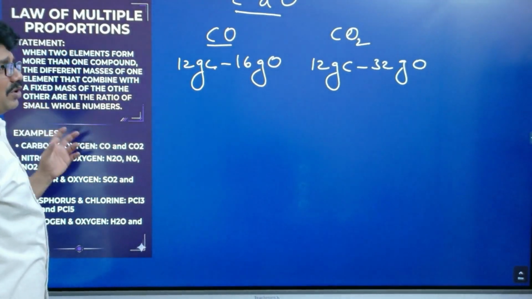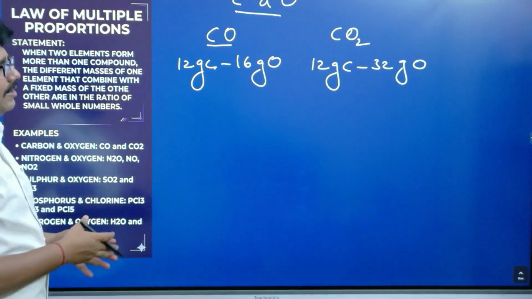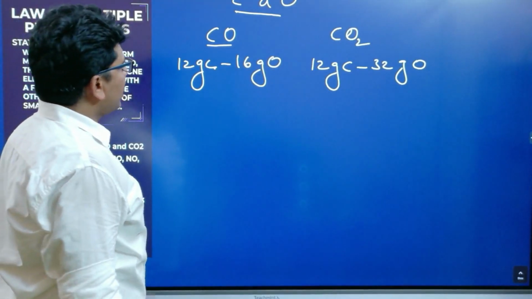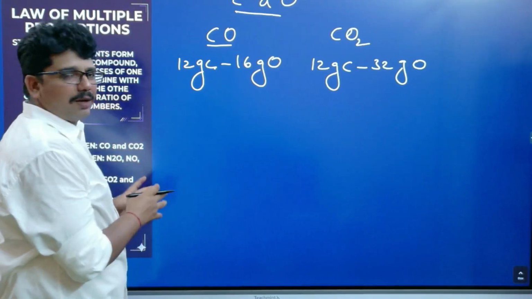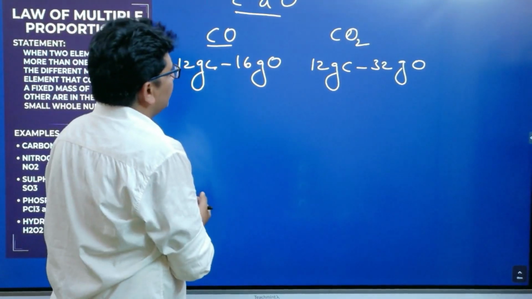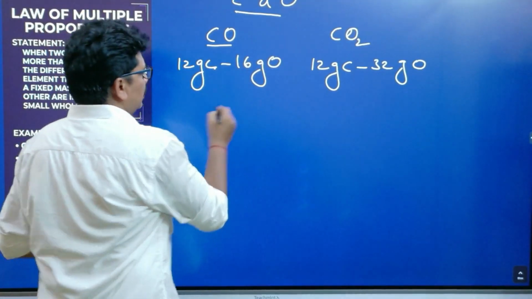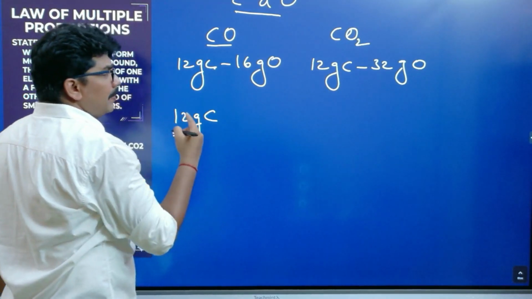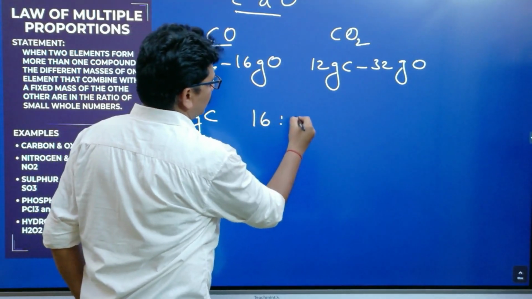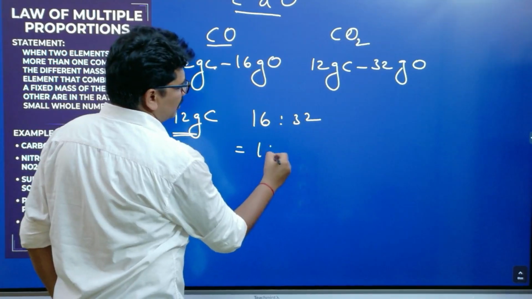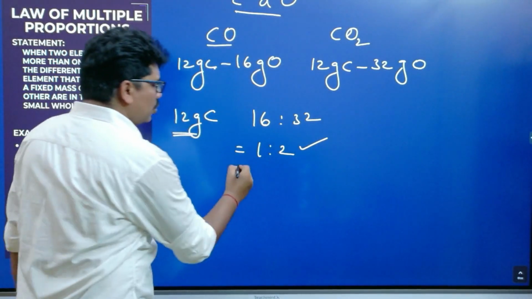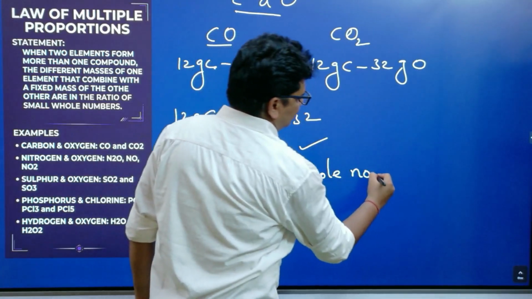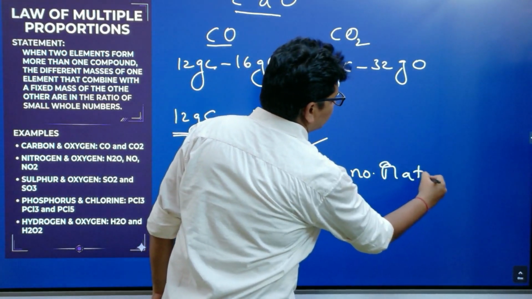So what does law of multiple proportion say? For the fixed mass of one element, find the ratio of masses of the other element. So I will take carbon as fixed, 12 grams of carbon. Then I will find the ratio of masses of oxygen in both CO and CO2. So for 12 grams of carbon, the ratio of masses of oxygen is 16 to 32, which means 1 to 2. So 1 to 2 is a simple whole number ratio.